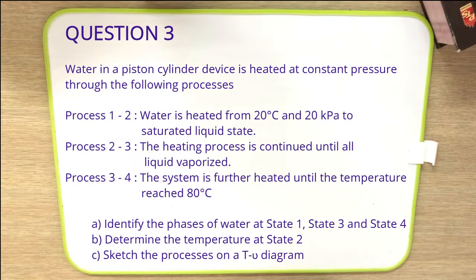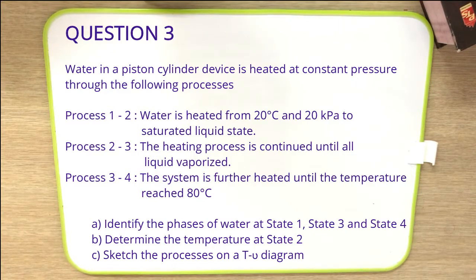Question number 3. Water in a piston cylinder device is heated at constant pressure through the following processes. Process number 1: water is heated from 20 degrees C and 20 kilopascal to saturated liquid state. Process 2 to 3: the heating process is continued until all liquid vaporized. Process 3 to 4: the system is further heated until the temperature reached 80 degrees C.